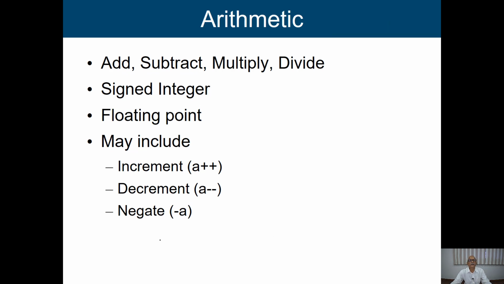Then we have some arithmetic operations. So what are the arithmetic operations generally we provide? These are basically add, subtract, multiply, divide. These are the four basic arithmetic operations. They may work with signed integers or with floating point numbers. Also in some processors we may include instructions like increment, decrement, negate.